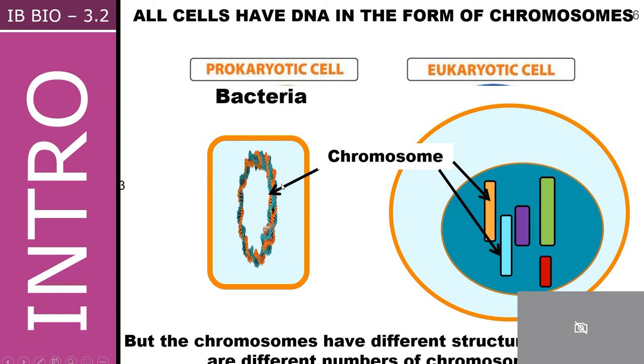So this one is circular, and there's only one. And then over here, we have multiple chromosomes, and they have a different shape. They're not circular, they're linear.